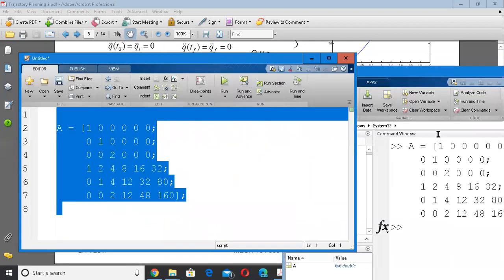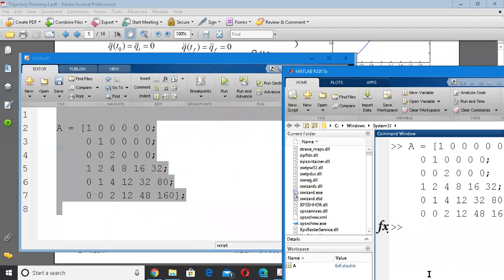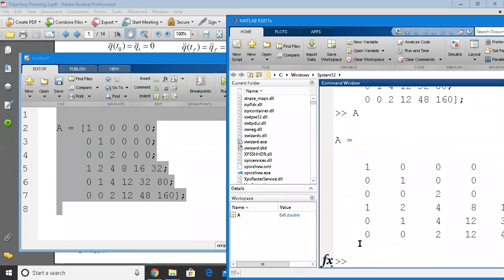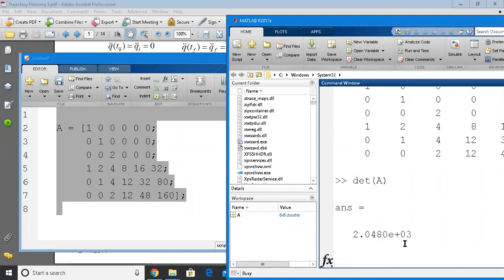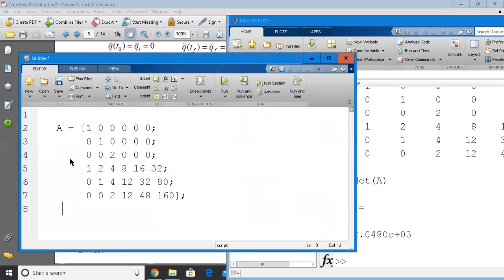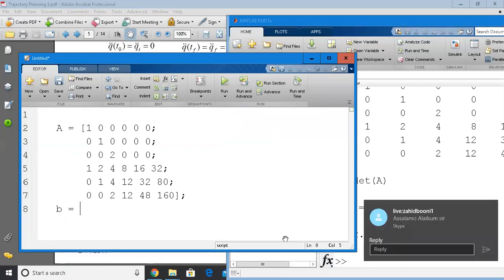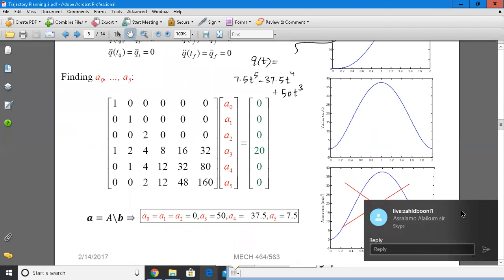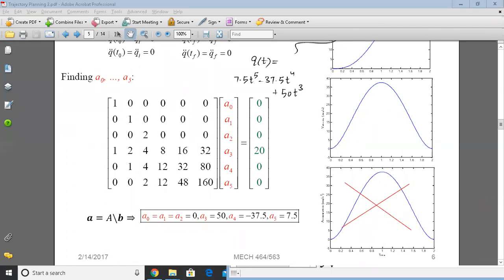It's giving me this, this is my A, and if I find the determinant of this A, it is 2.04 times 10 raised to the power 3. Okay. Okay, and B, the right side, was 0 0 0 20 0 0.